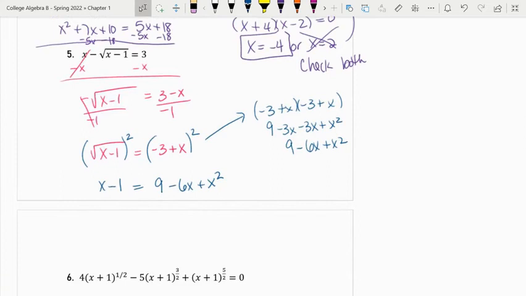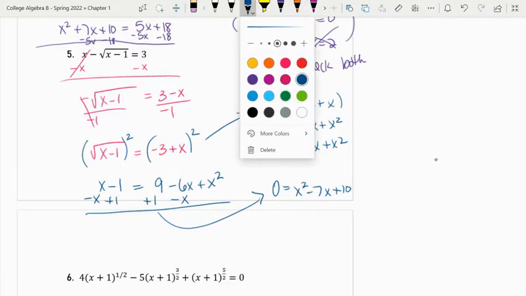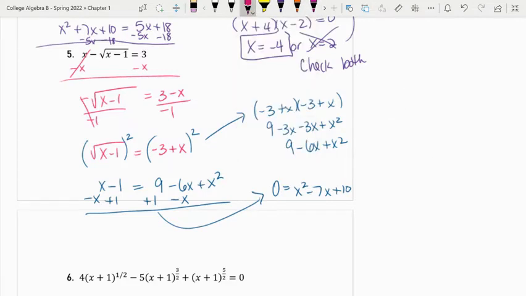Now set this equal to 0, so I'm going to minus x on both sides and add 1. So then I get 0 equals, and rewrite this, x squared minus 7x plus 10. Then see if we can factor this, which we can. So 0 equals x minus 2, x minus 5. So you can see x is 2 or x is 5.